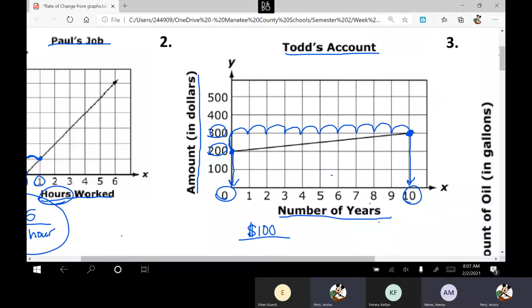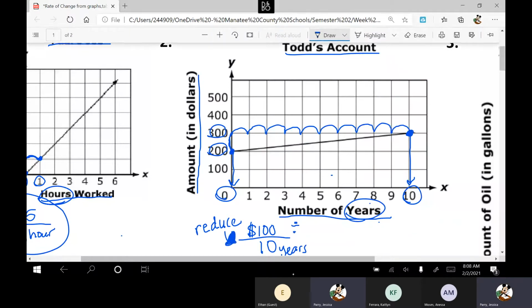We went from 0 to, perfect. We're gonna put 10 on the bottom there, and that is 10 years. Okay, so $100 over the course of 10 years. And if you can reduce it, which this one, you can reduce your fraction, then always do that.